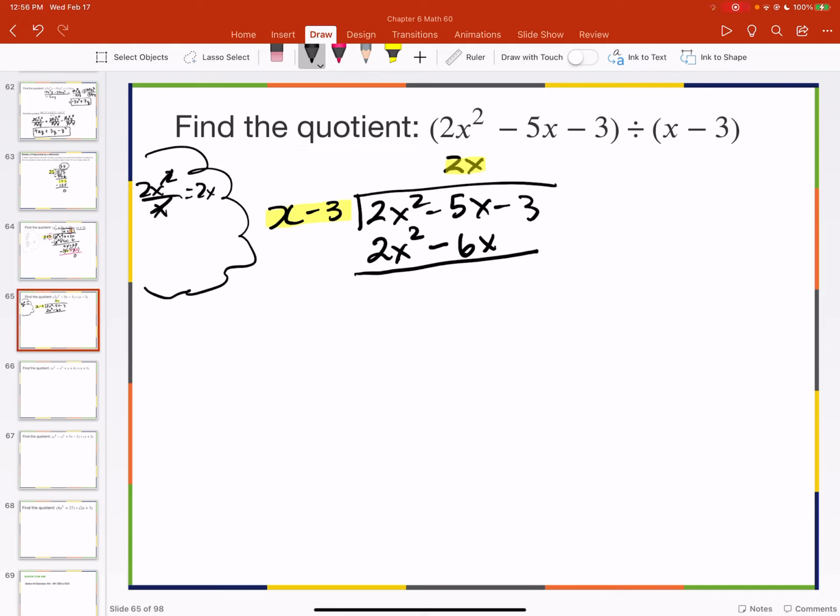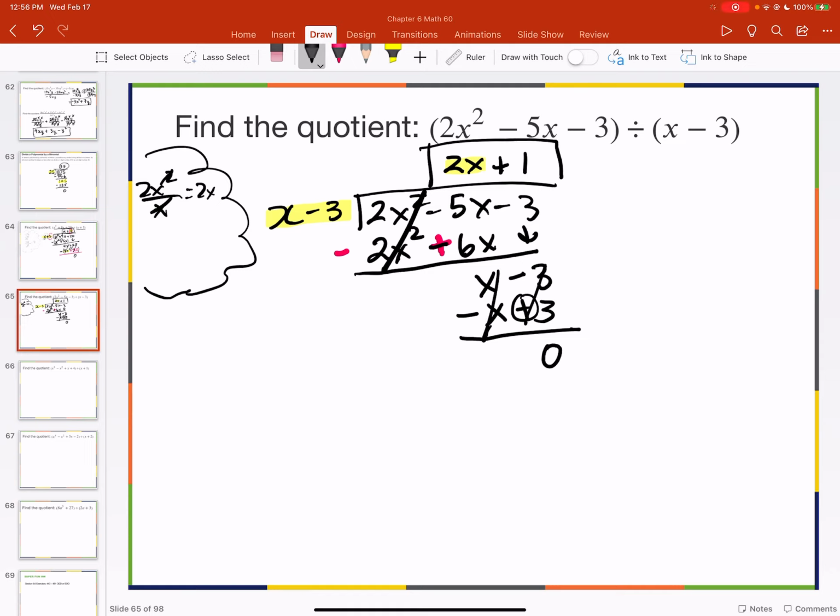All right, so now I'm subtracting. What does that mean? I'm going to change this sign to become a positive because a negative and a negative is a positive. So now that will cancel. Negative 5x plus 6x gives me x. And then bring this down, minus 3. Oh, good. This is exactly the same. So I just do plus 1. Then I get x minus 3. And when I subtract, that changes this sign here. So then that will give me 0. And that's my answer, 2x plus 1.